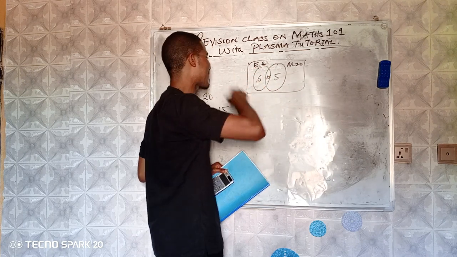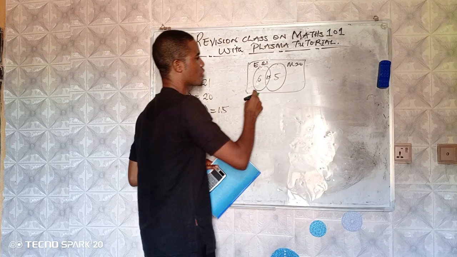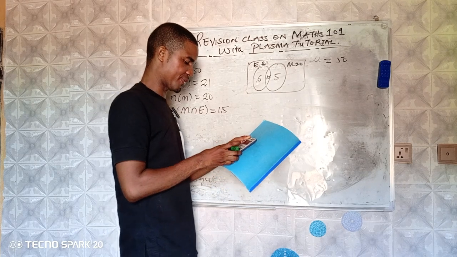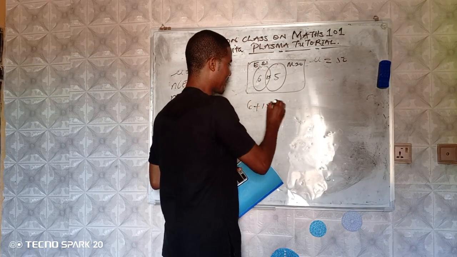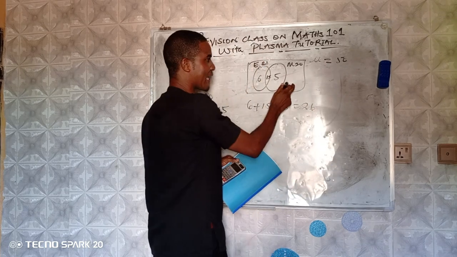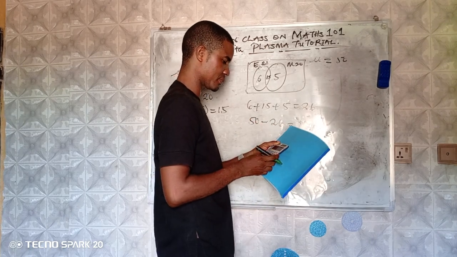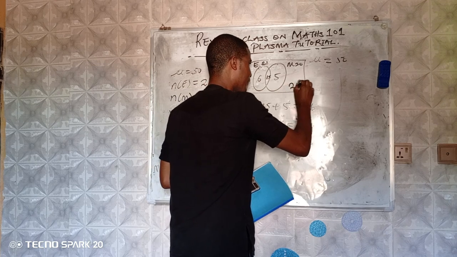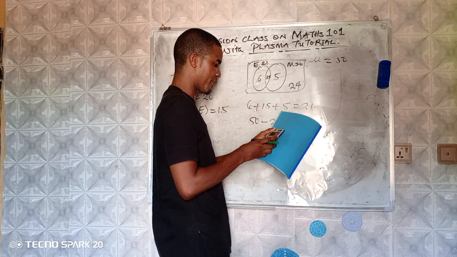21 people like English and they also like some other subject, 20 people like maths and they also like some other subject. So if the universal set is 50, I'm going to do 6 plus 15 plus 5, which is 26. 26 is not up to 50. So to know the people that are going to be here, I will say 50 minus 26, which will give me 24. So that 26 plus 24 will give me 50. That means I'm going to have 24 persons here, so that 6 plus 15 plus 5 plus 24 will give me 50.